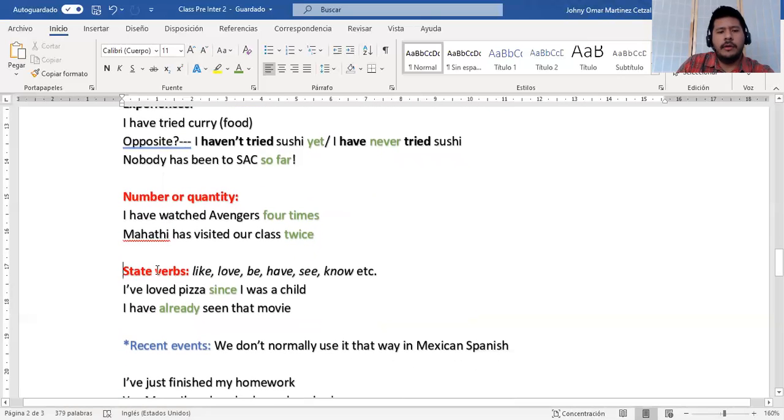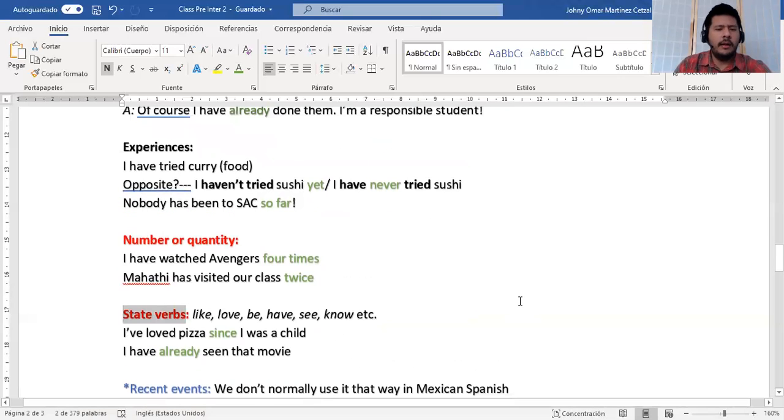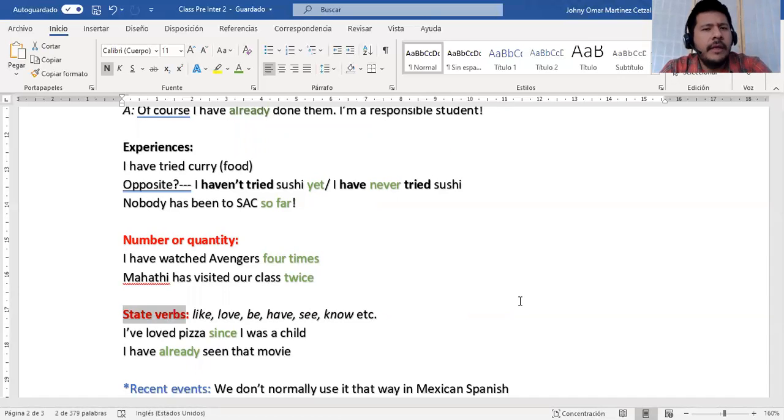Now, state verbs, okay? What are state verbs? Well, for example, like, love, be, have, see, know, etc. These are verbs that don't normally go in ing in English. We don't normally say liking, loving, being as an auxiliary sometimes, having sometimes, not seeing, knowing especially. No, we don't normally say knowing very often in English, okay?